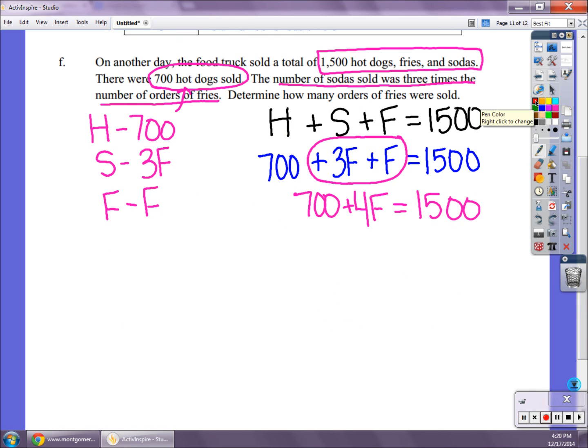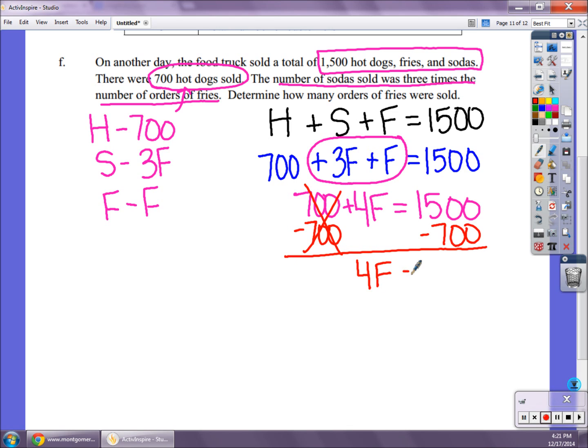All right, first thing we're going to need to do is use the subtraction property of equality, and we're going to subtract 700 from each side of our equation. What I'm left with is 4F is equal to 800. I have a one-step equation now. 4F equals 800. In order to get rid of the 4, I'm going to use the division property of equality and divide both sides by 4. And what I'm left with here is F is equal to 200.